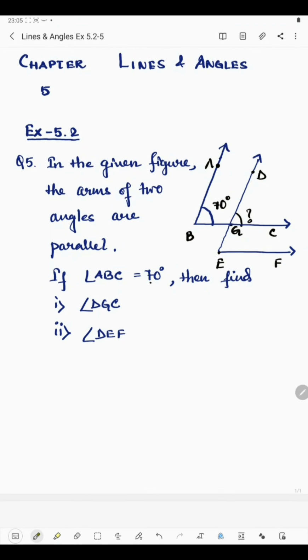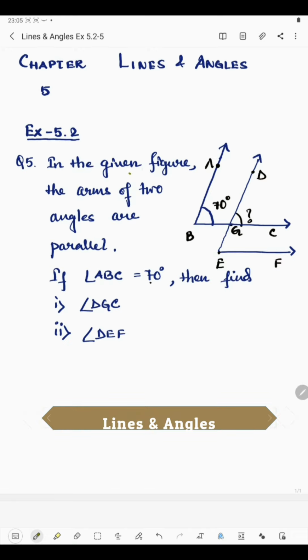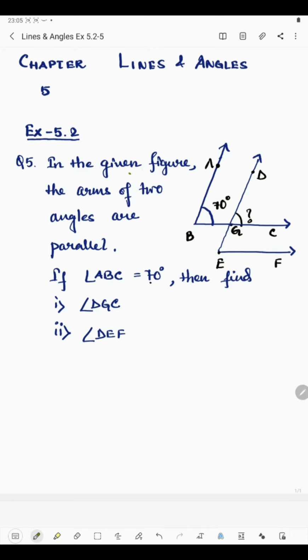Hello students, now I am going to start question number 5 of exercise 5.2. Question number 5 says, in the given figure the arms of the two angles are parallel. Here AB is parallel to DE and BC is parallel to EF. It is given that if angle ABC is 70 degrees, then find DGC, that means we need to find this angle, and DEF, we need to find this angle.